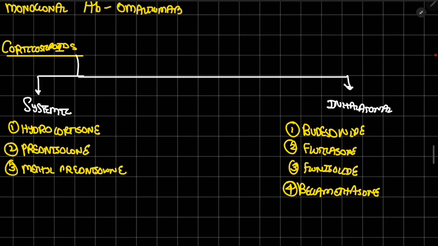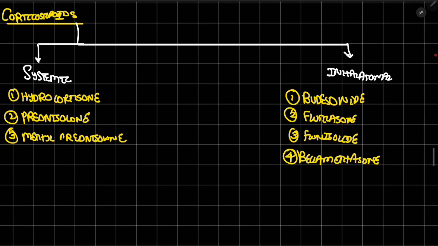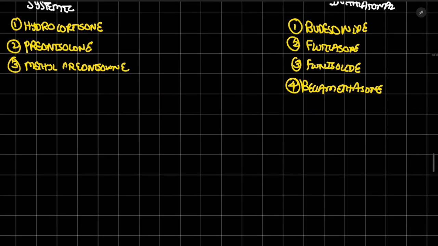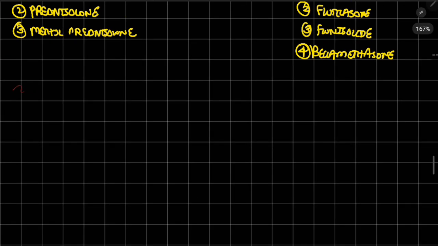Okay, what are the drugs we have in corticosteroids? We have inhalational corticosteroid and systemic. Under systemic we have hydrocortisone, prednisolone and methylprednisolone. Under inhalational we have beclamethasone, then fluticasone, then budesonide, and flunisolide.